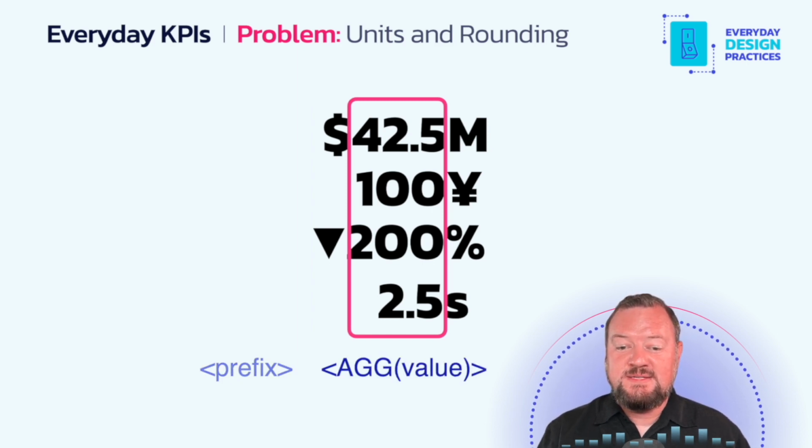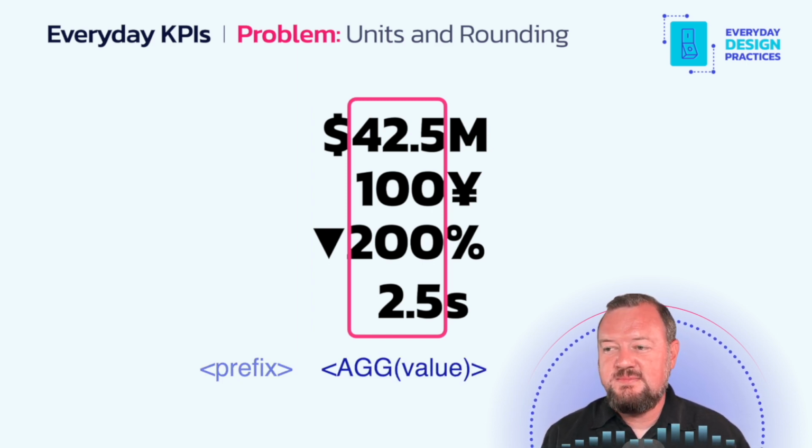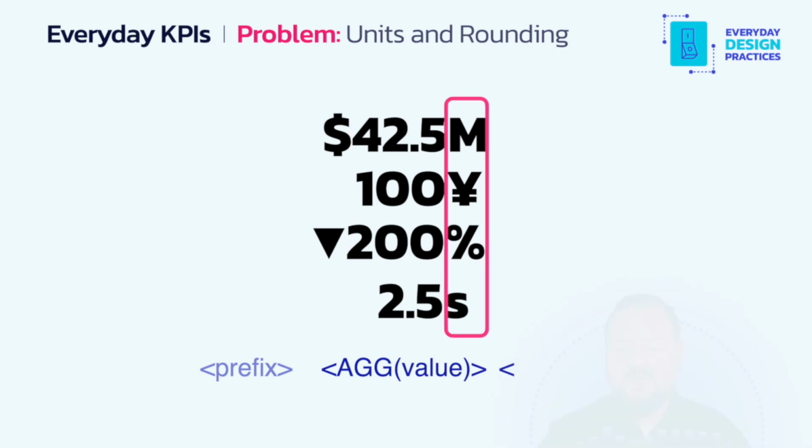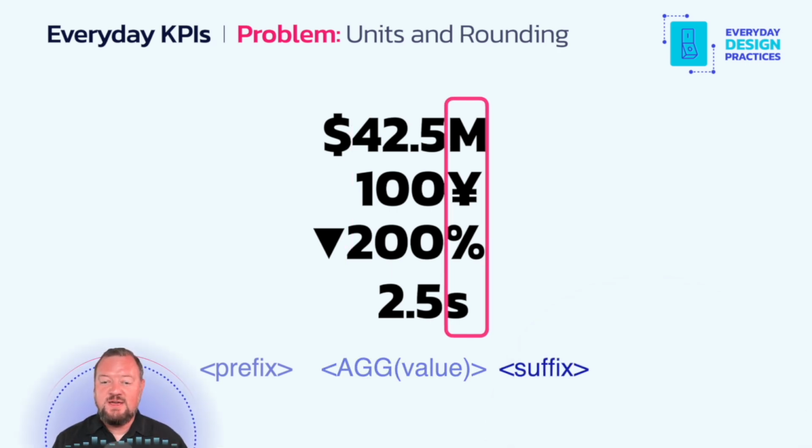And in the middle, that's your actual number. It's aggregating some value that we're measuring. And then to the right, you're going to have a suffix. Sometimes you might not have a suffix, if there's no rounding. But that's where you're going to have your millions, or for the case of Japanese yen, the currency indicator sometimes goes in the back instead of the front. Your percentage sign, other unit designators like seconds, minutes, hours, counting things, whatever it is you're counting might need to have that units label as a suffix.